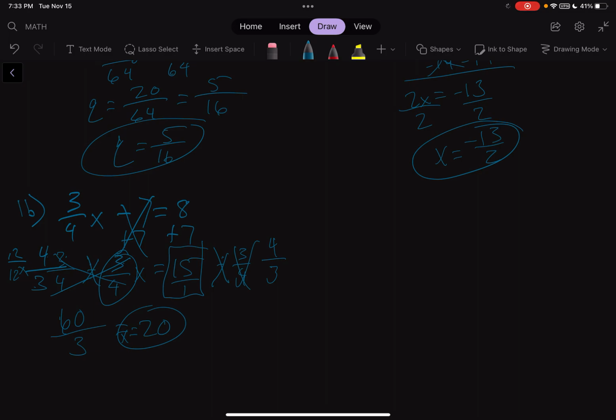I like just getting rid of the denominator by multiplying by it and then just dividing by the numerator, which is exactly what we did right here. Divided by the numerator after we had multiplied by the denominator. All right, let's do 2b.